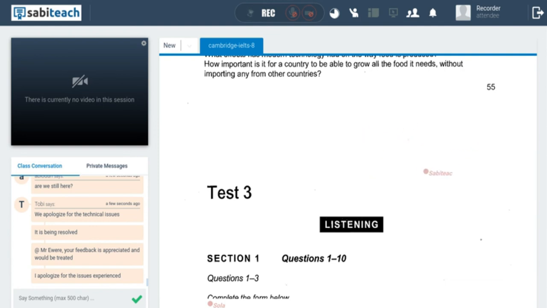Cambridge IELTS 8 by University of Cambridge ESOL examinations.